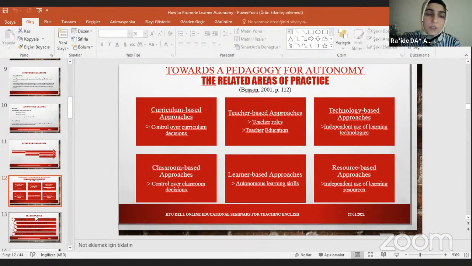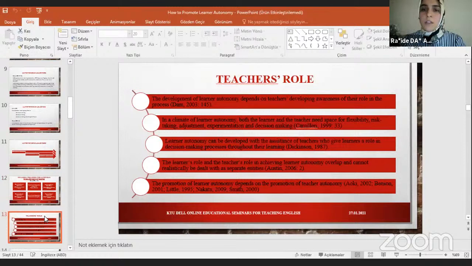Okay, so let's see how teacher-based approaches work. And in the next slide, I want to talk about the teacher's role. So here, at first, developing an awareness of the teacher's role is important because the development of learner autonomy depends on teachers developing awareness of their role in the process. So maybe right now, as practitioners, you are taking this step here. So I hope this kind of presentation will help you to raise an awareness on this issue.